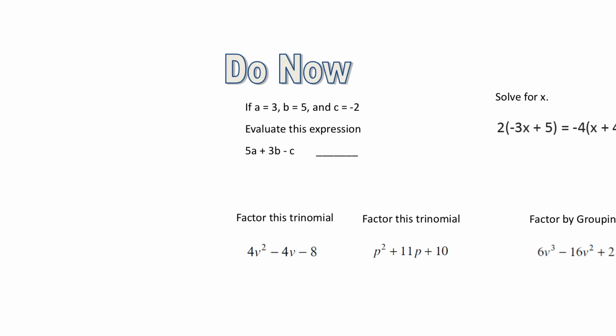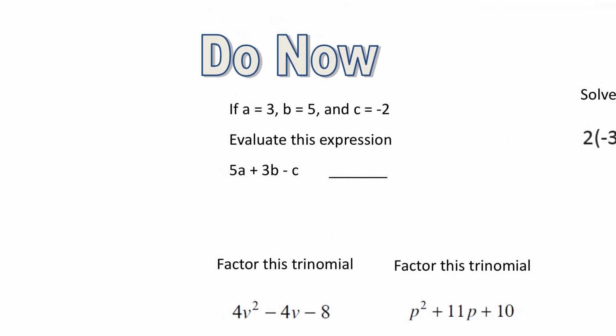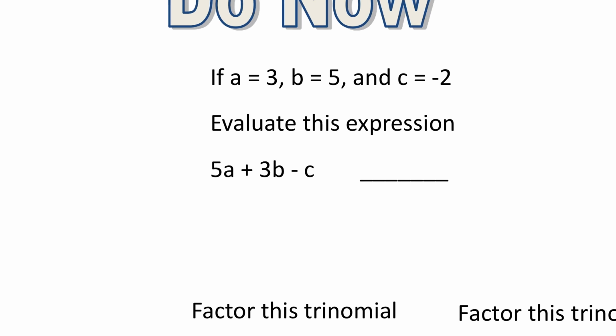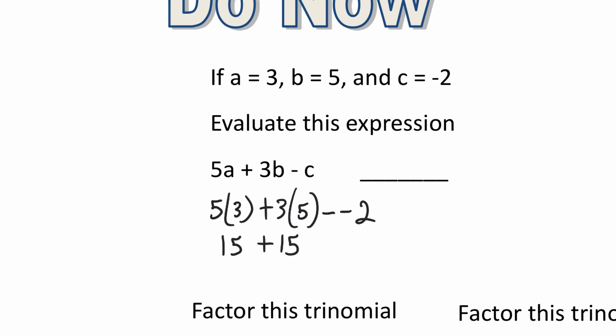All right, so let's go ahead and go through this warm-up to get you ready for the quiz. So this first one, all you're doing is plugging in here, right? So you're going to plug in 3 for A, 5 for B, and -2 for C. So we're going to have 5 times 3 plus 3 times 5 minus -2. Did I get all those in the right spot? Okay. So we're going to have 15 plus 15, and what happens to those two negatives right there? Positive. So what does that give you? 32.